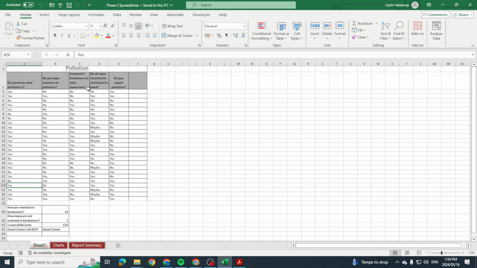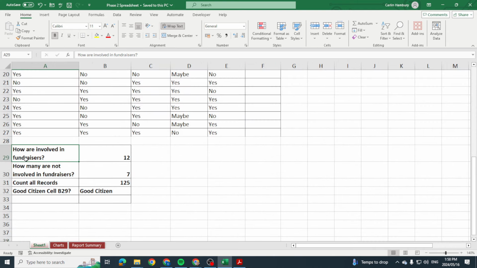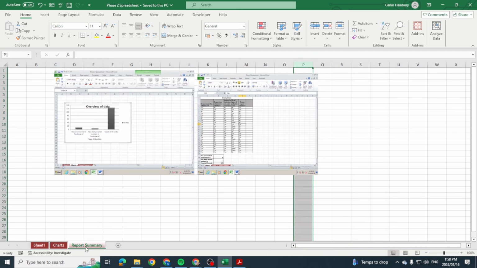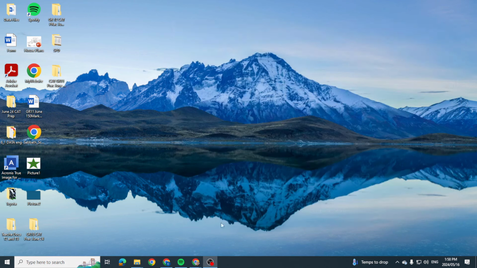Okay, so that's that. They've then put in some formulas, working out how many were involved in the fundraisers with a count if, and how many were not involved, counting all the records and using an if statement as well. Then they turned that into a chart, and they even took a few screenshots for the report summary, right? Remember, that's going to be in your phase 2 planning and summary document. Okay, so this is mainly for DBE.